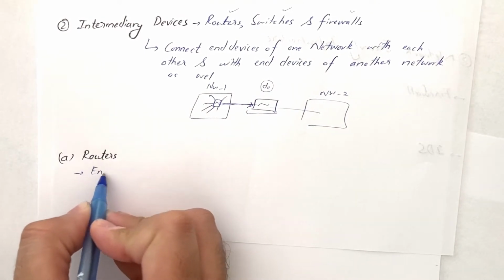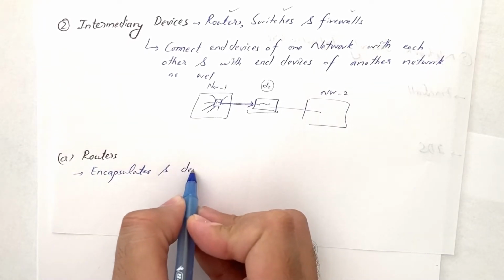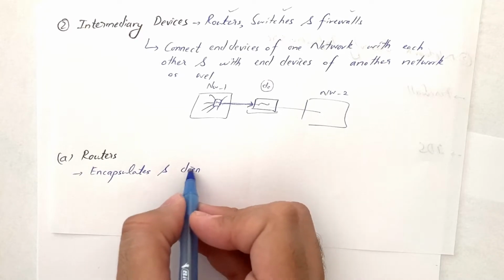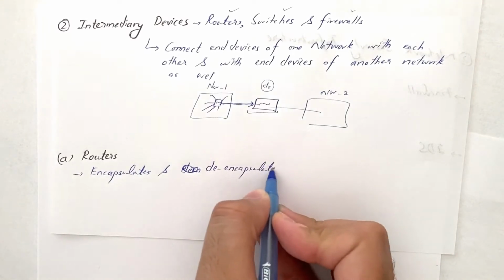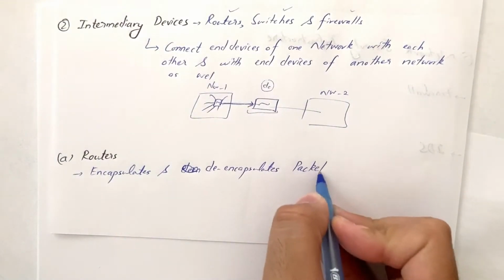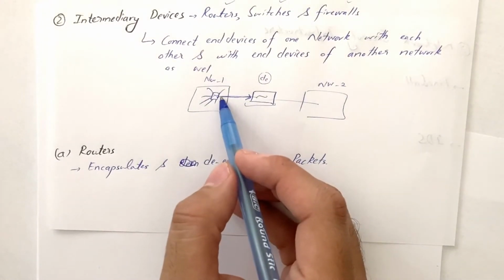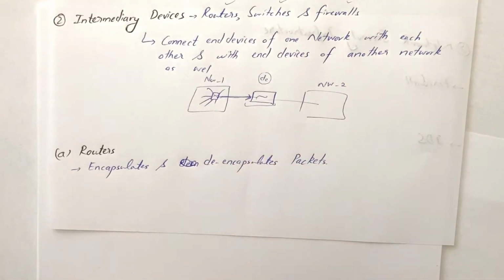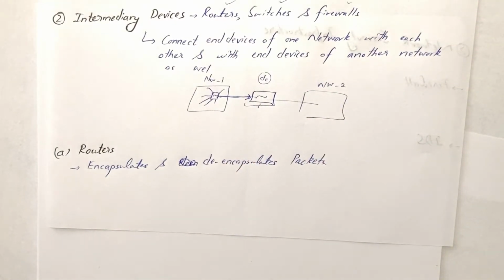So the router encapsulates and de-encapsulates packets. Again, let me repeat. When a packet gets to the router, it opens the packet and finds the IP address of the destination. And then the router uses the routing table to find the optimal path for the packet to get to that particular network or to that device. So it encapsulates and de-encapsulates the packet.